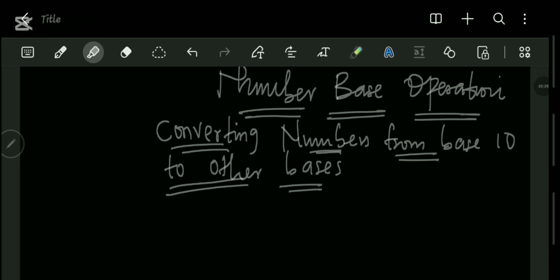If you've been following our series for some days now, we've been on number-base operation. We've been discussing the concept of number-base operation. And today we're going to be discussing converting numbers from base 10 to any other base other than 10. Are you with me?